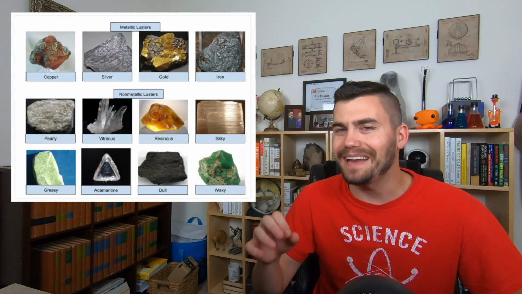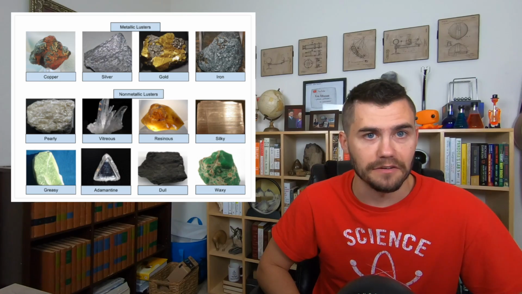Technically, there are only two types of luster, metallic and non-metallic. Metallic minerals look like polished metal. Pyrite and hematite are great examples. But there are many different non-metallic lusters.